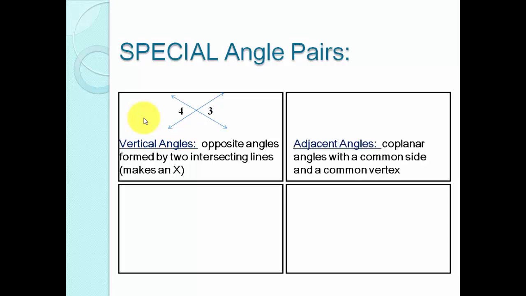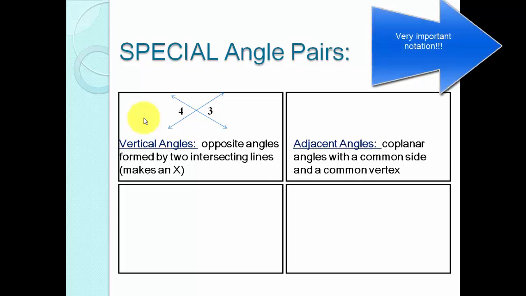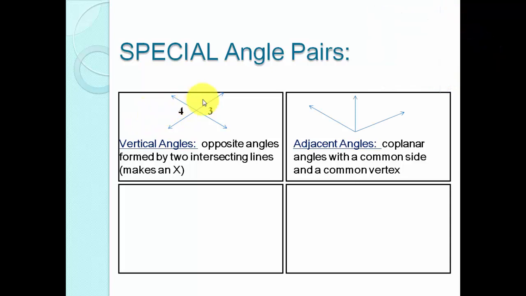Next we have adjacent angles. These are coplanar angles with a common side and a common vertex. So basically, these are just angles that are next to each other. The word adjacent means next to. So here we have two angles that are next to each other. Notice that they have a common side and they have a common vertex. So angles 1 and 2 are adjacent angles.